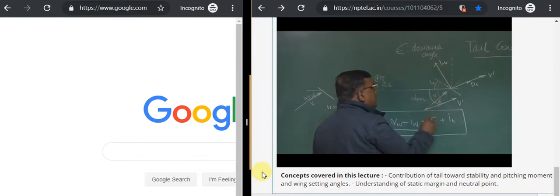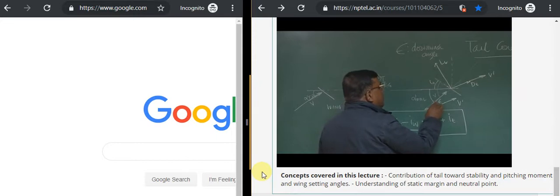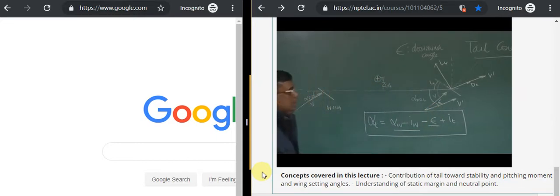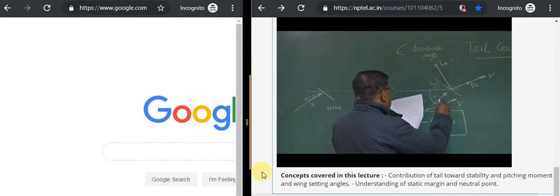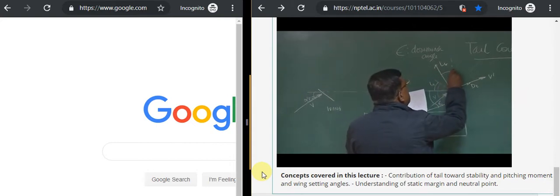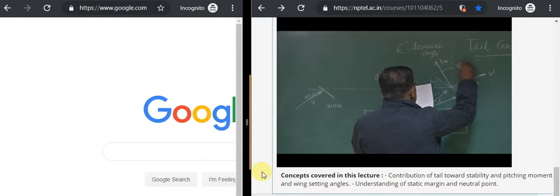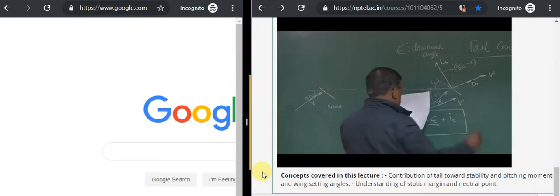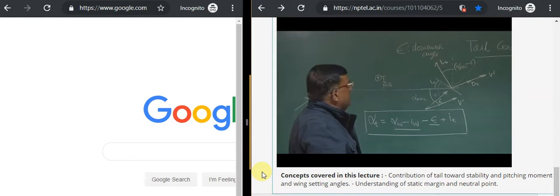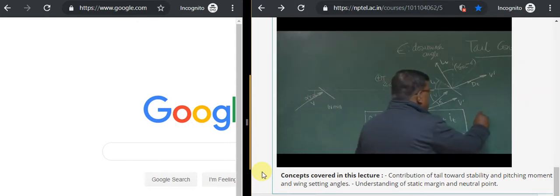But now what has happened? Because of epsilon, there is a reduction in the angle, so that has been put here. Okay. Once you know that, now you can also see from this diagram that this angle is nothing but alpha FRL minus epsilon. Right? So if that is true, nothing stops us from writing this expression.